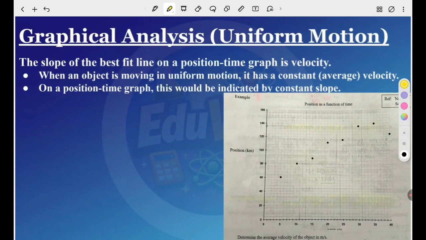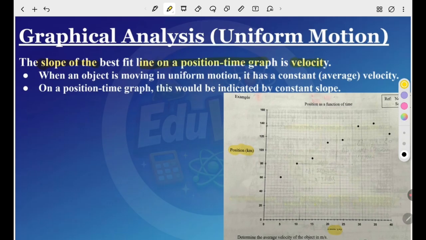So we also know about some of the graphical analysis. For these types of questions, we always get questions about solving for the velocity with this graph analysis. So for the position time graph, like this is the position time graph, you know that the y-axis is position and time is on the x-axis. So for this, we have to calculate the slope to find the velocity. So the slope of the best fitted line on the position time graph is the velocity.